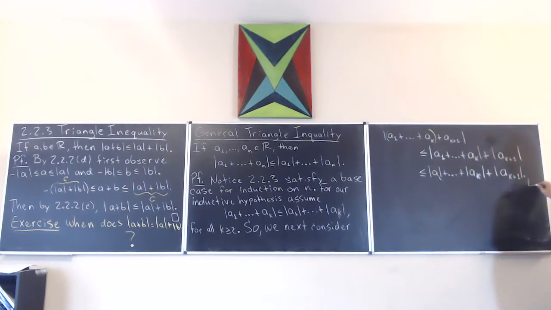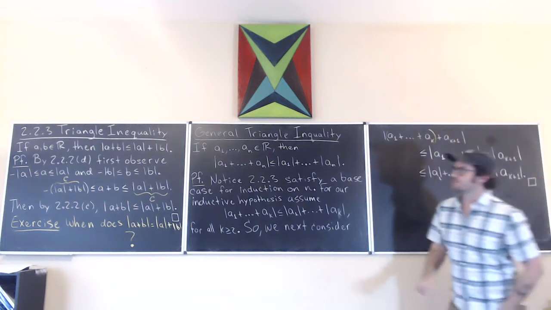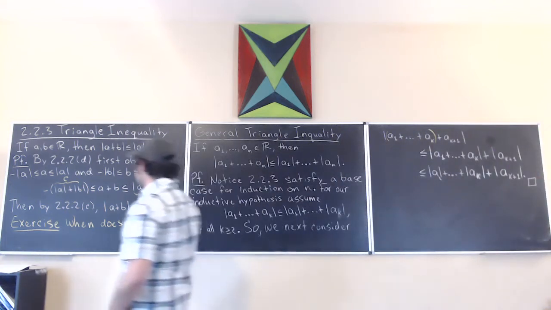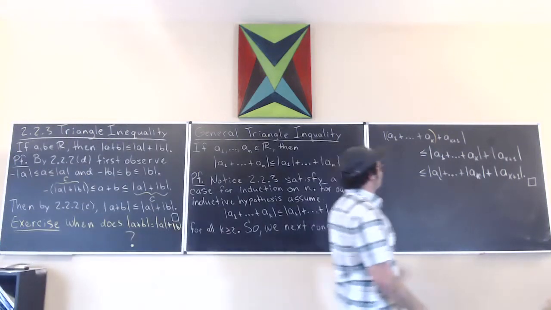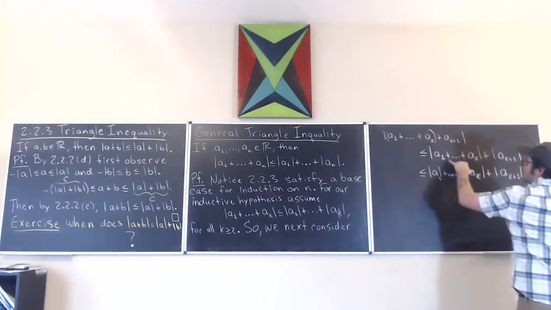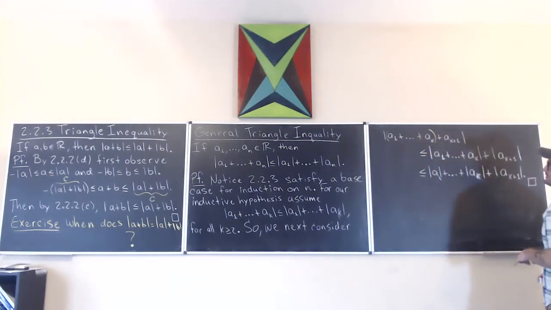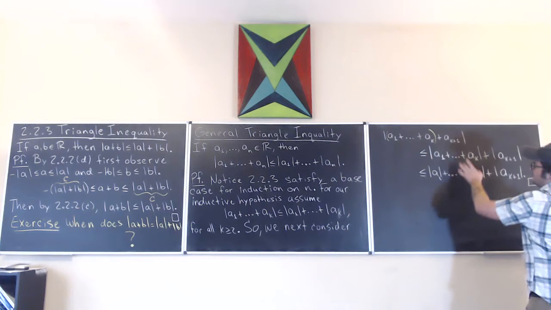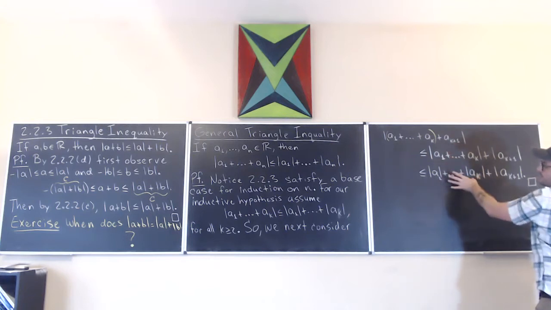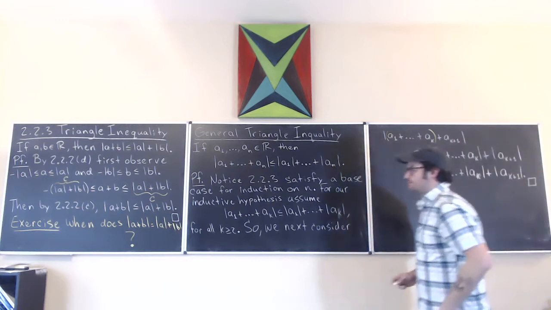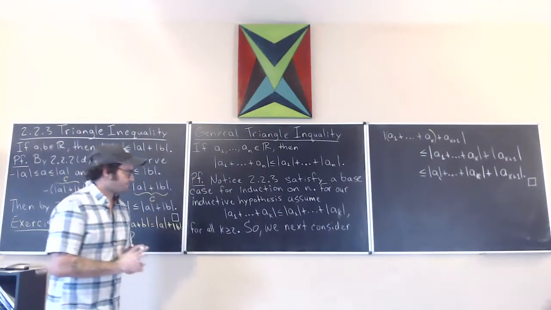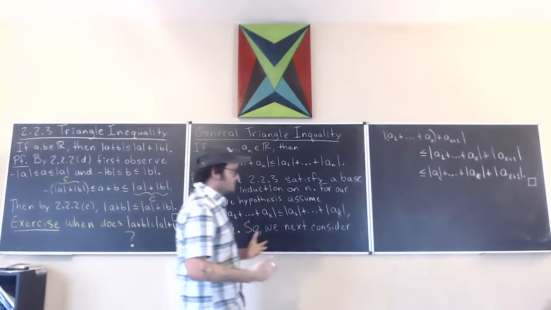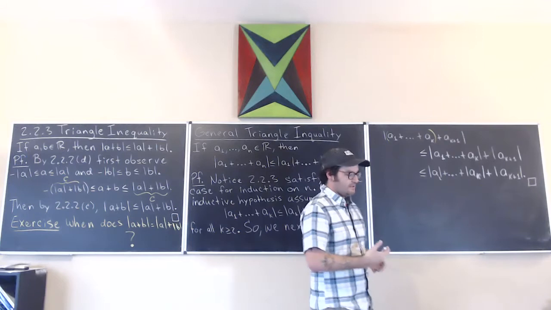And we're done. So that completes the proof of the general triangle inequality. And again, I didn't write it out, I didn't have the room, but from here to here was our inductive hypothesis, since we can do that with two numbers. And then from here to here, we use the inductive hypothesis again to get an inequality on that value there.